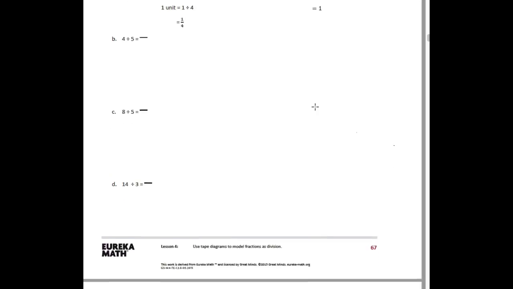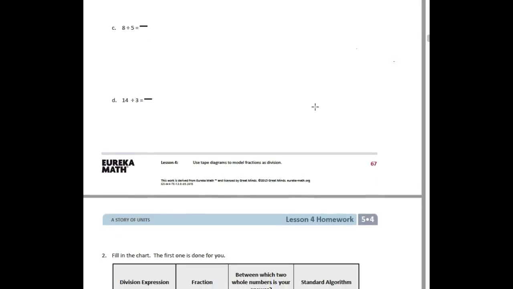So now let's check out the bottom one. This one is 14 divided by 3. So we'll make a tape diagram here. We'll do it in red. And this whole thing is 14. We're going to break it into 3 equal pieces. We want to figure out how much one of those pieces is worth.